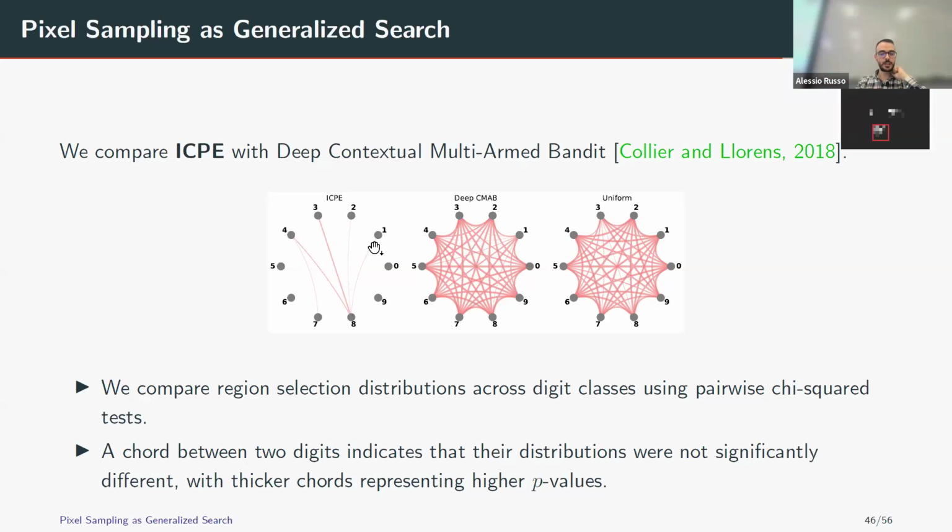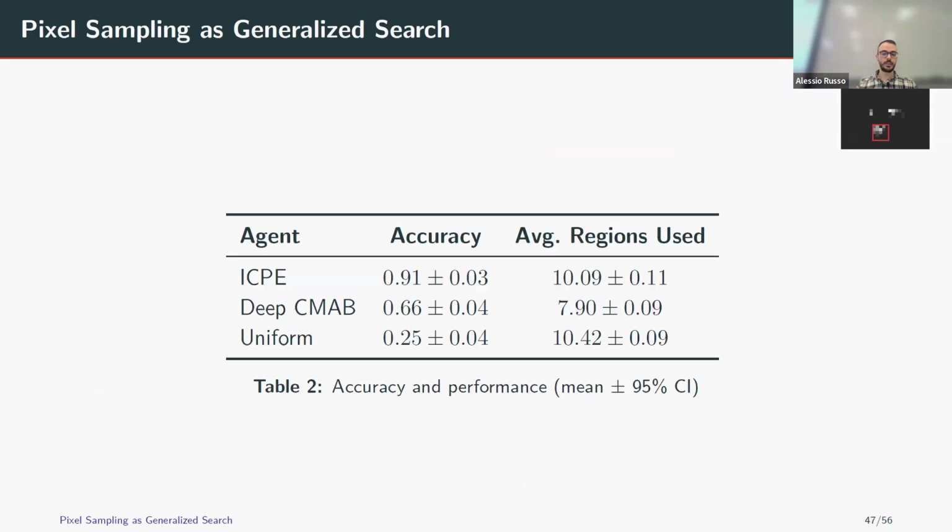So in general, ICP seems to show different exploration strategies for different digits. For 3 and 8, it's very similar, but it makes sense because 3 and 8 are also very similar digits. But in general, the uniform and the contextual multi-arm bandit are not adaptive. They are not adapting to the true underlying digit. So I think this is good evidence that ICP is learning an exploration strategy that adapts to the true underlying hypothesis. And here you can also see the average accuracy and the average number of regions used by ICP.